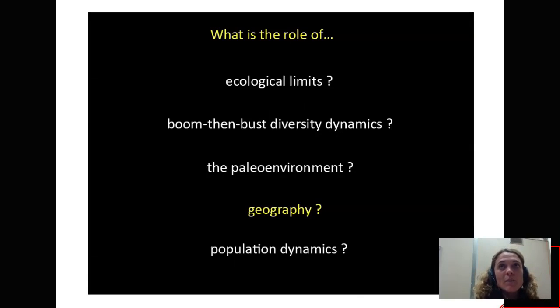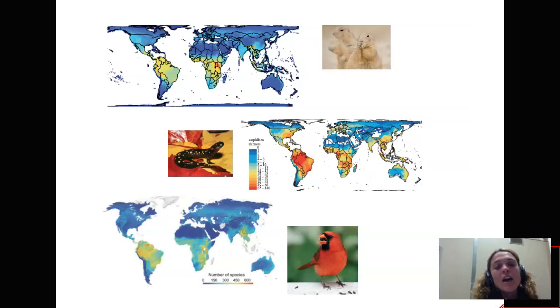Okay, so now what about geography? At the beginning, I showed maps of species richness, and that's what we're trying to understand, but I haven't spoken a lot about geography yet. When we see the patterns of latitudinal gradient across different groups, in mammals, amphibians, birds, and so on, we tend to think that there has to be also a latitudinal diversity gradient in speciation and extinction rate. So we tend to think that speciation is higher in the tropics and extinction is lower in the tropics.